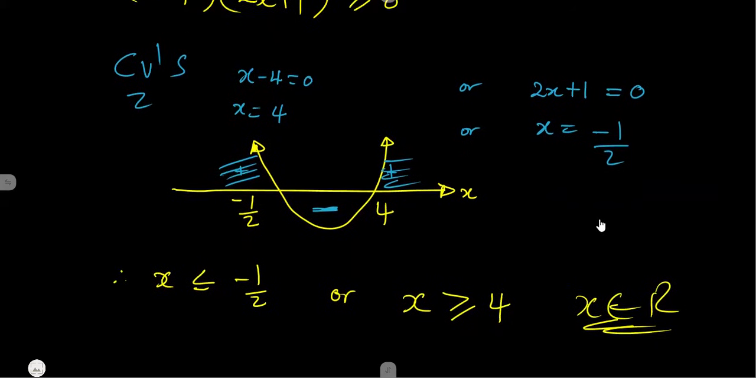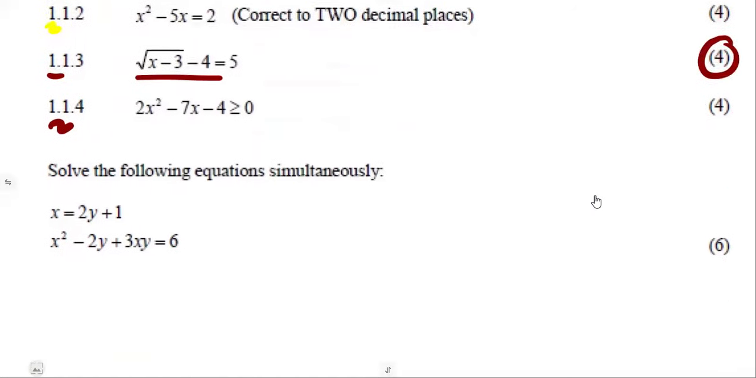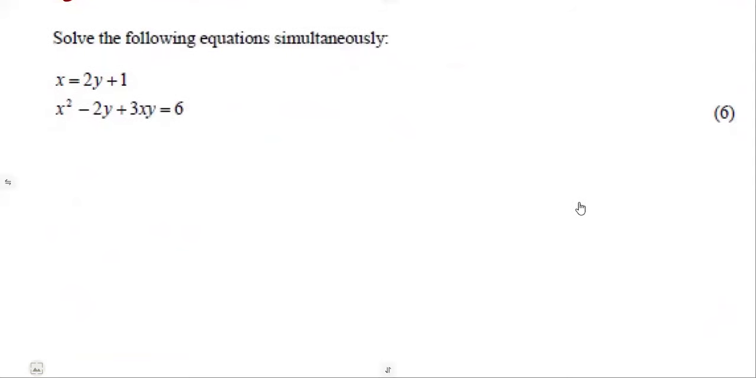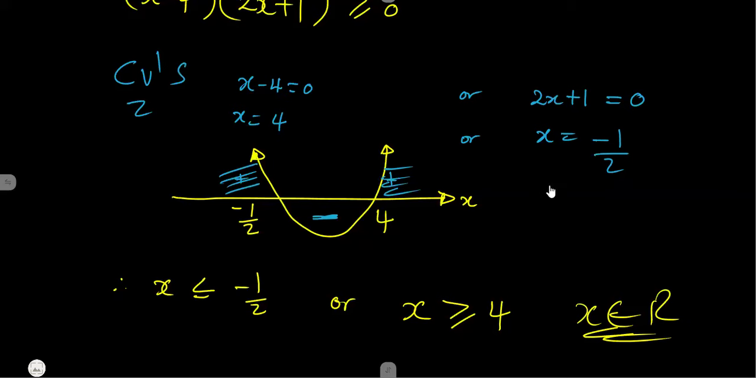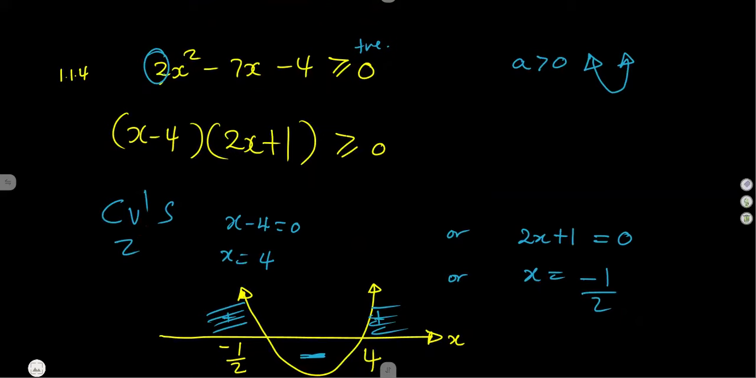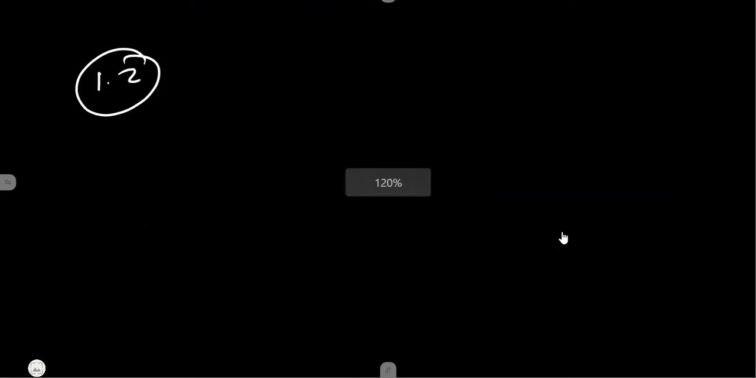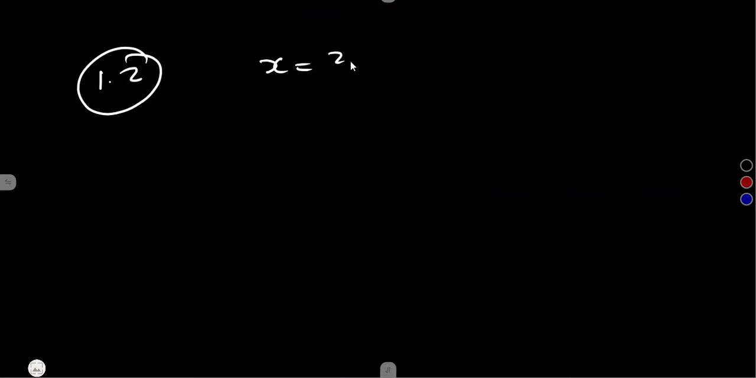Let's answer as many as we can. On this other part, solve the following equations simultaneously. All right, so as we consider the simultaneous equations that we are given, if you consider it properly, you are going to notice that already there's something given as the subject of the formula, our x. X is equal to what? That's 2y plus 1. That's our equation 1.